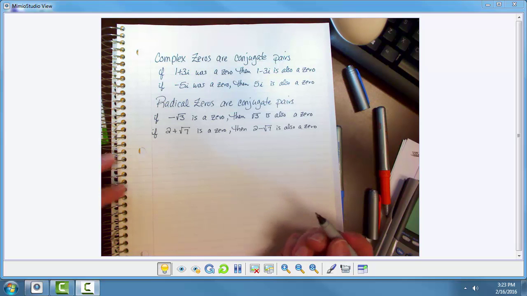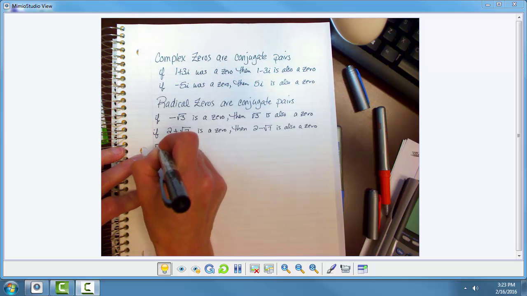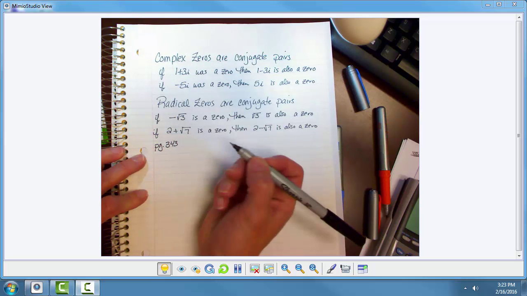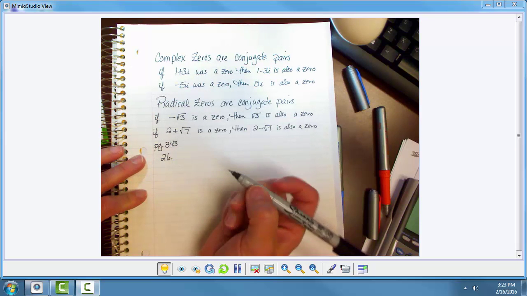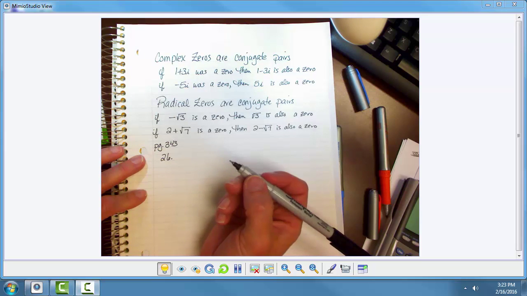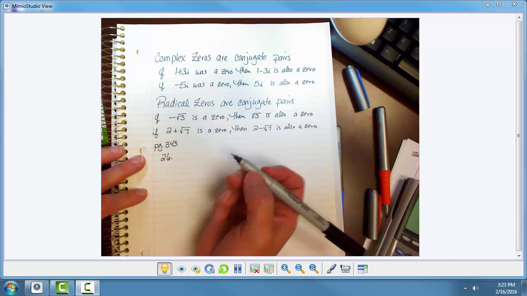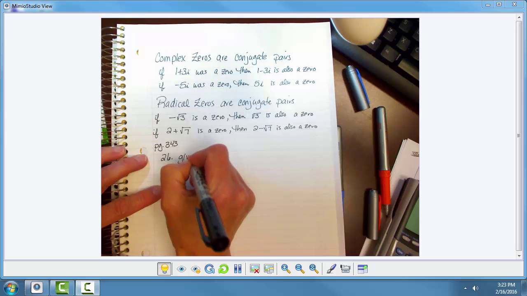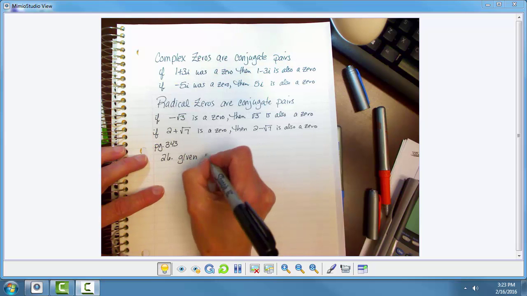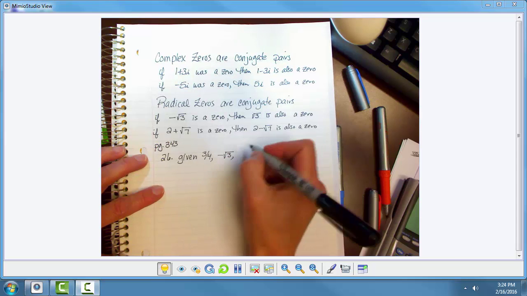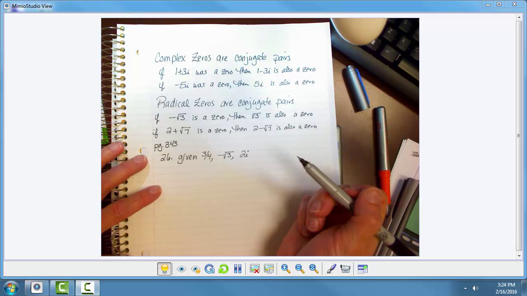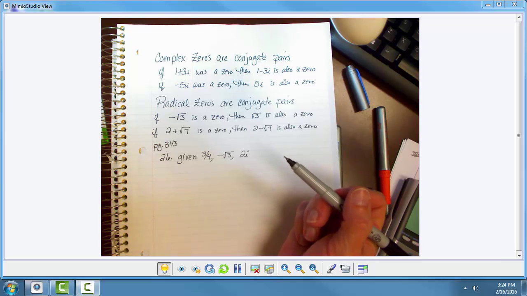So if we're looking again on page 343, let's look at number 26. Number 26 says, suppose that a polynomial function of degree 5 with rational coefficients has the given numbers as zeros. Find the other zeros. So in number 26, you were given the zeros of 3/4, negative square root of 3, and 2i.